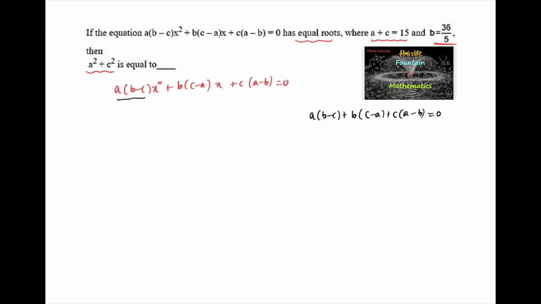Since we know that if a quadratic equation ax square plus bx plus c is equal to 0, whose sum of the coefficients, that is a plus b plus c, is equal to 0, then the roots can be taken as 1 and c by a.